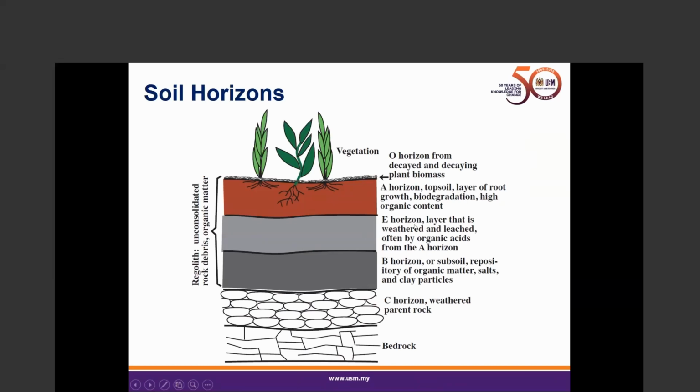Followed by E horizon, which is a layer that is weathered and leached, often by organic acid from the A horizon. And then you have the B horizon, which is a subsoil. It's a repository of organic matter, salts, and clay particles. You then have C horizon, which is the weathered parent rock, and finally the bedrock.